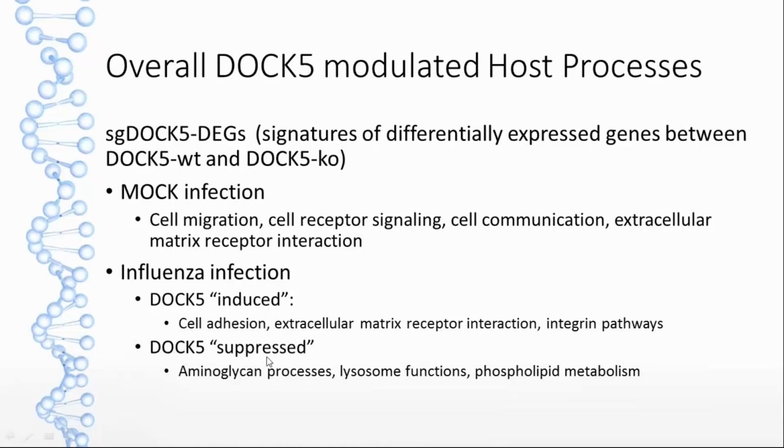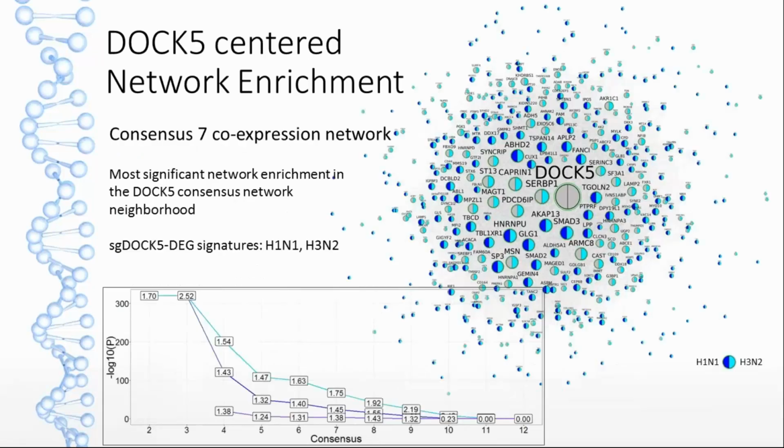The opposite is the suppressed one, and there are aminoglycan processing, lysosome functions, phospholipid metabolism. So this is just a function of the overall DOC5 knockout effect. But we're also interested, of course, in the combined effect and the overlay between the DOC5 network, the co-expression network, and this particular knockout genes.